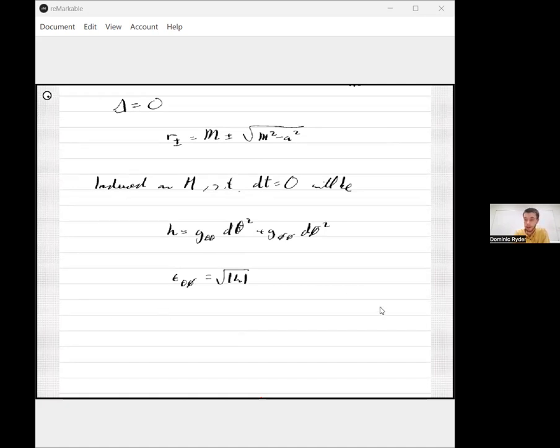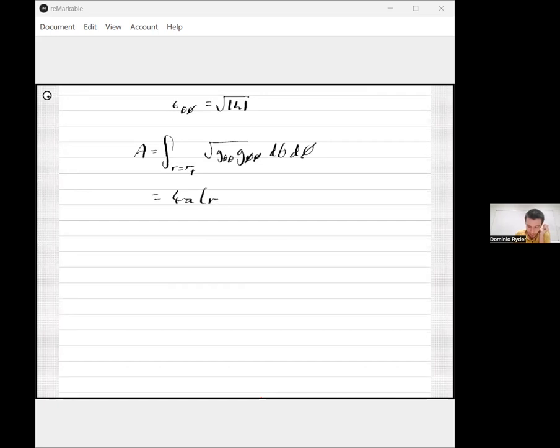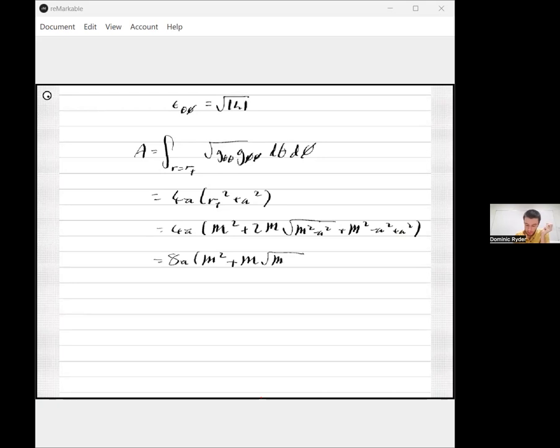Using this, we can calculate the area of H. Say A equals the integral over r plus of the square root of g_θθ g_φφ dθ dφ, which, if you run it through, is equal to 4π(r plus squared plus a squared), equals 4πm squared plus 2m times the square root of m squared minus a squared, plus a squared, writing it in full, which is equal to 8π m squared plus m times the square root of m squared minus a squared.